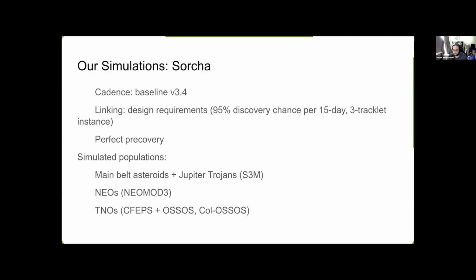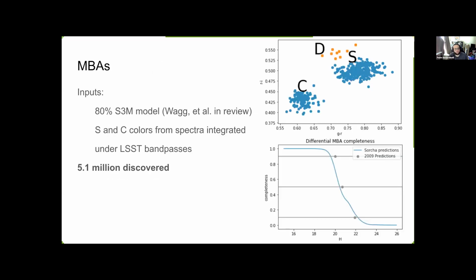So it is basically the best case scenario, and that's how we're hoping the survey will work. Our simulated populations here are MBAs and Jupiter Trojans, NEOs and TNOs. For the main belt asteroids, we're using a scaled down version of the S3M model by Tom Lag. What this does is it has basically 80% of the total S3M population.